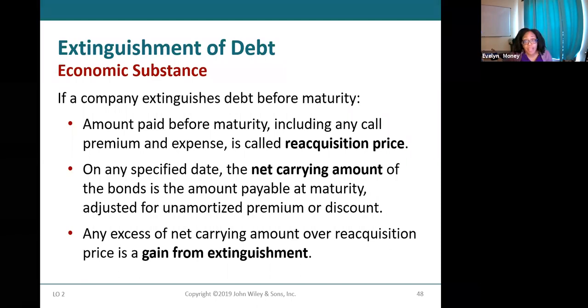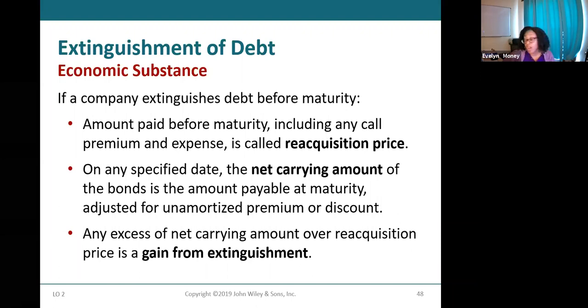But what happens when the company pays off the debt before it matures? There could be a premium or a discount that we need to take into account. There are also some other things that we may need to take into account. If it is a callable bond, there may be a call premium, which is like some extra money that the corporation will give the bondholders because they're paying the bonds off early. So whatever the corporation pays before maturity in order to retire a bond, that term is known as the reacquisition price. We have to compare that reacquisition price to the carrying amount of the bond.